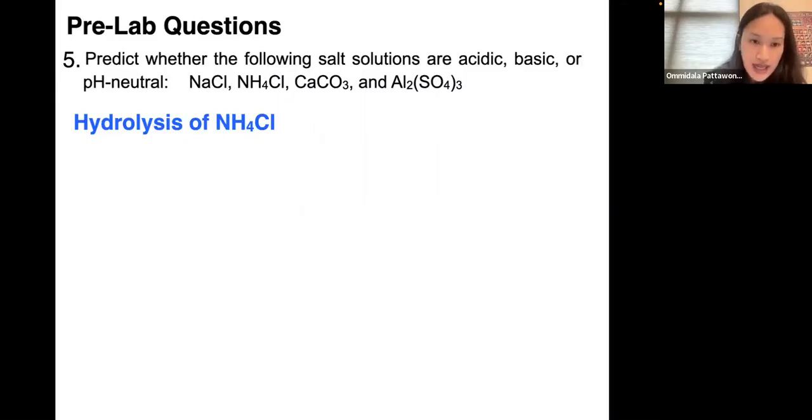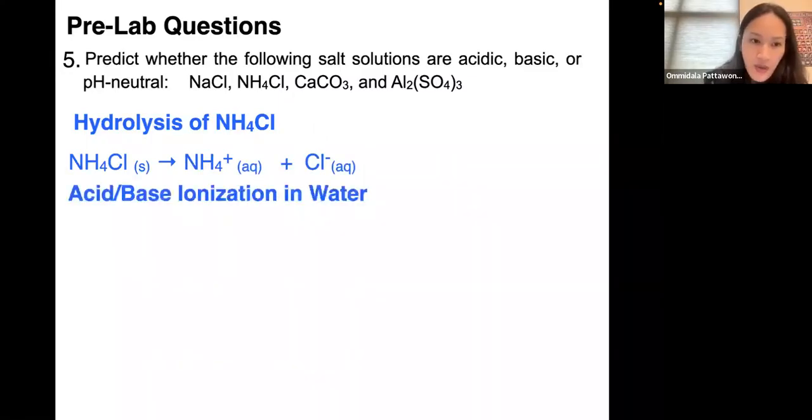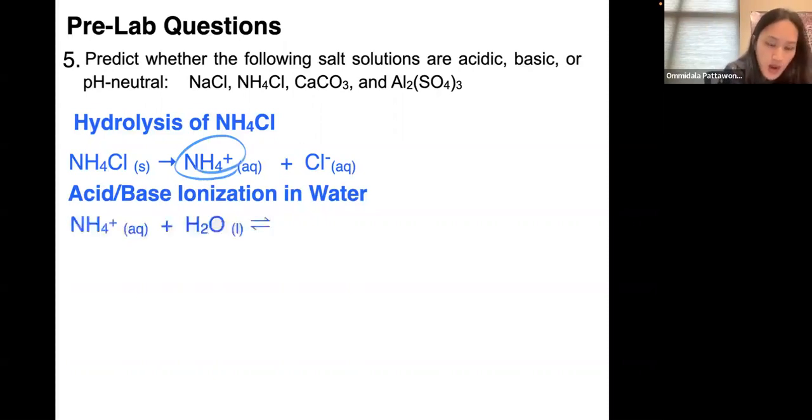Okay, so the hydrolysis step would be to break apart ammonium chloride into ammonium ion and chloride ion. The next step is to write out the acid or base ionization in water, which means you are going to bring each of these ions to react with water. So let's start with the first one, which is the ammonium ion. What would be the product of this process?